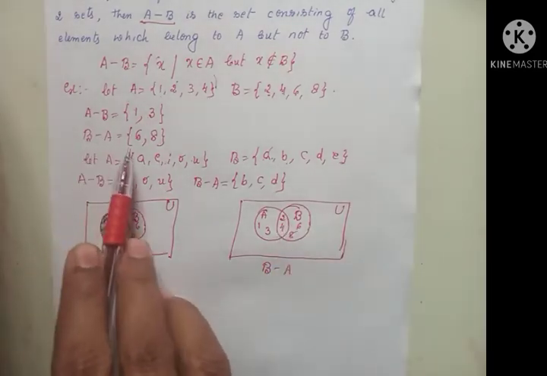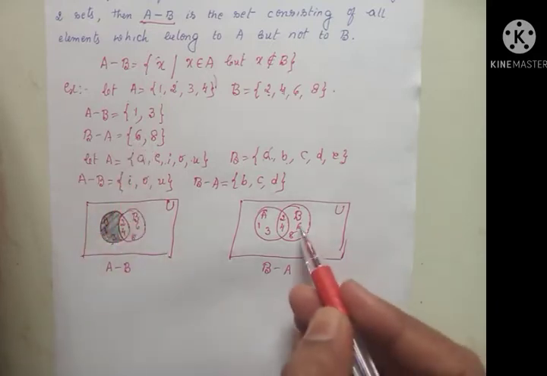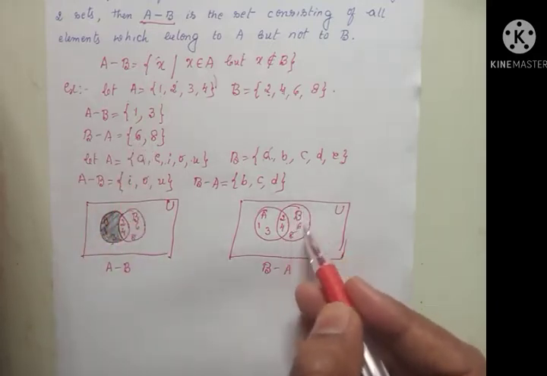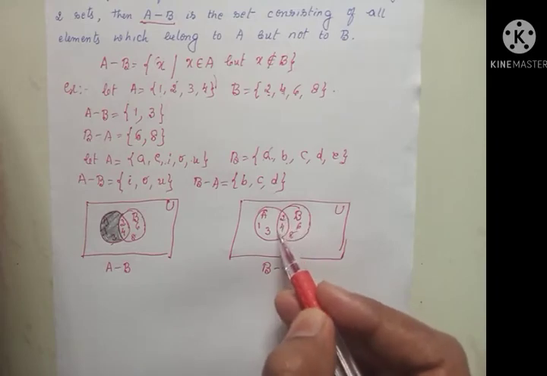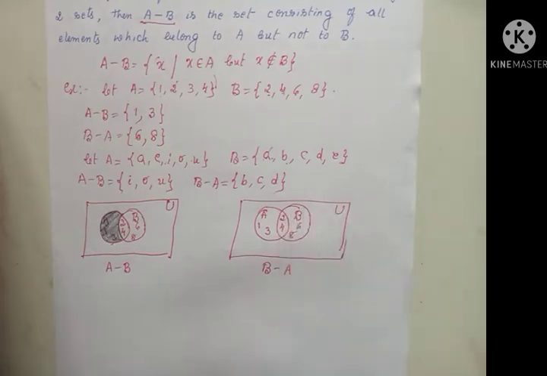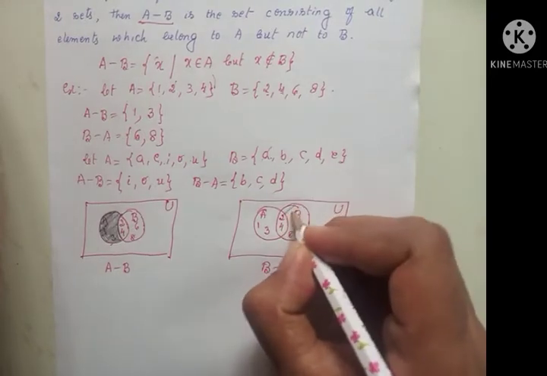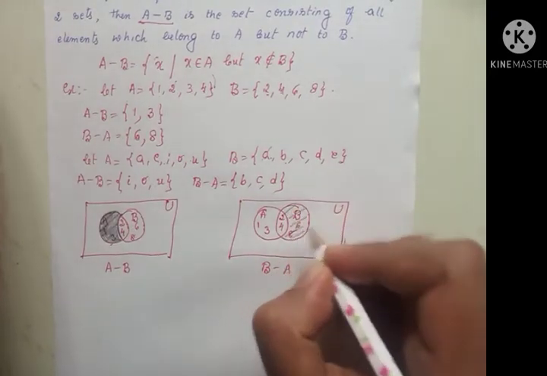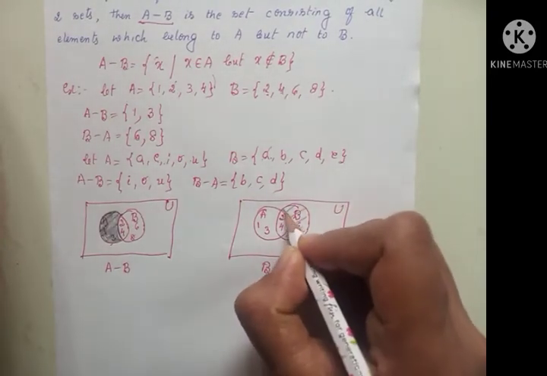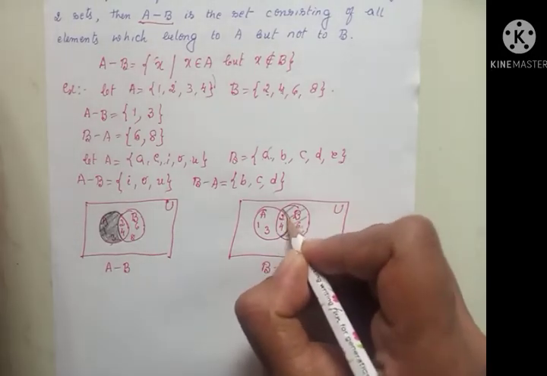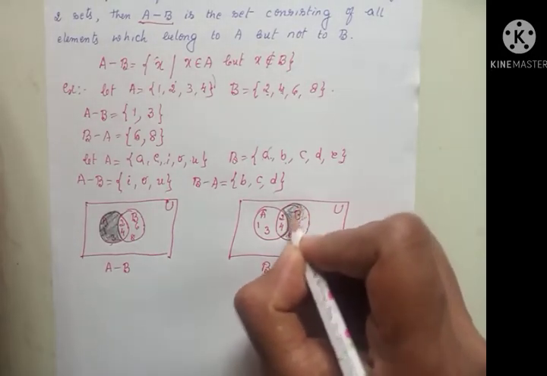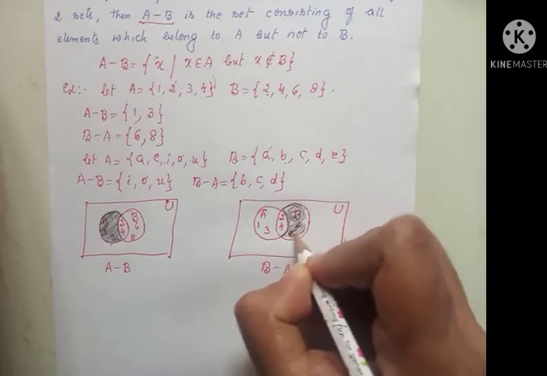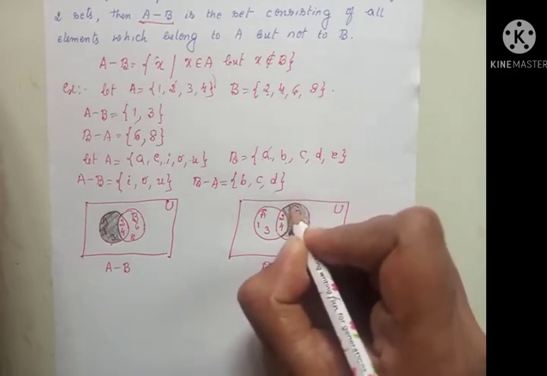B minus A is 6 and 8. 6 and 8 come only in this portion. You can't take this one, because the numbers 6 and 8 are not there. Therefore you have to shade this right side portion, only this one. Okay. So this will be the Venn diagram.